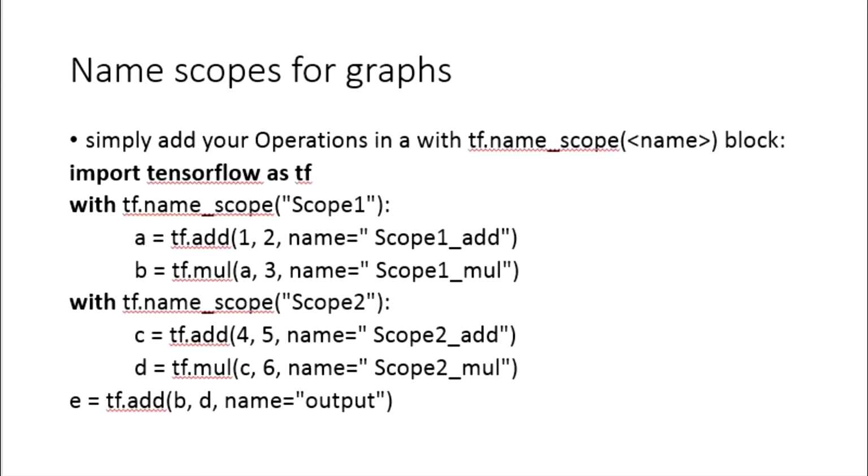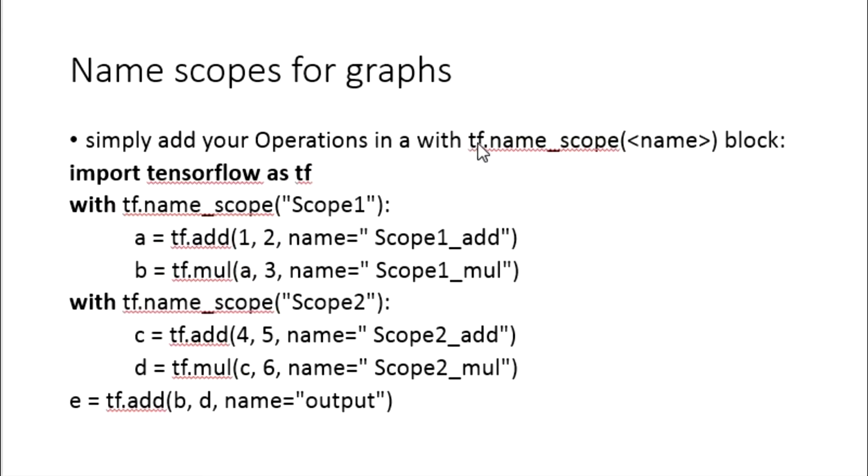Alright, name scopes for graphs. So far we created small graphs, but in the real world the graphs will be big with so many nodes and parameters. To organize your graphs you can use name scopes. Basically, name scopes allow you to group operations into larger blocks. So here's an example of how you use name scopes.